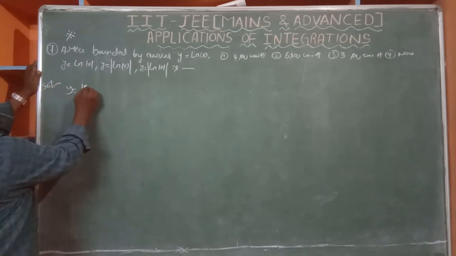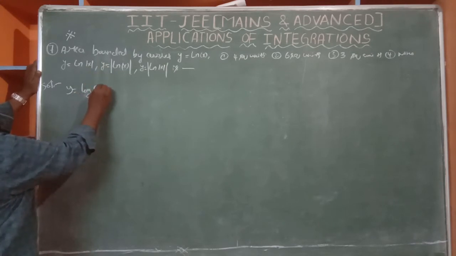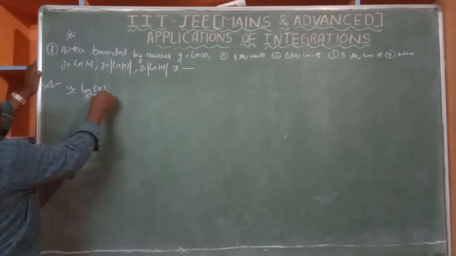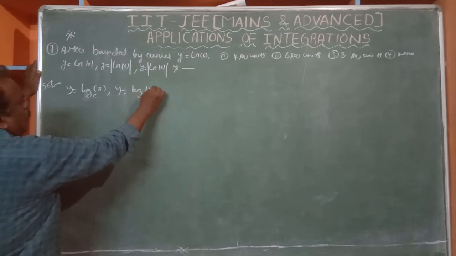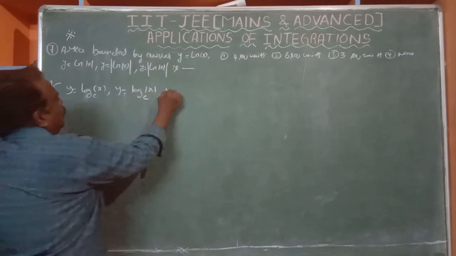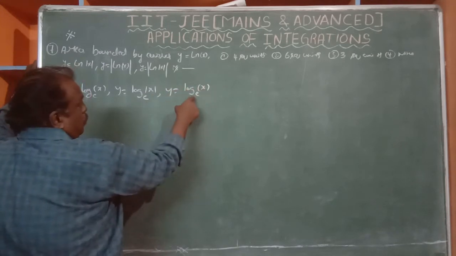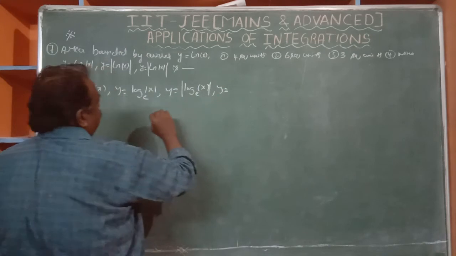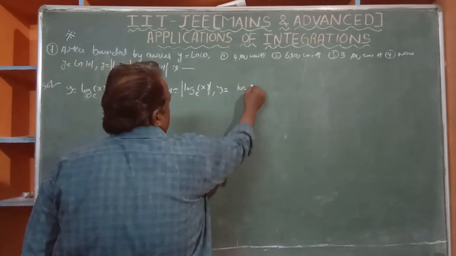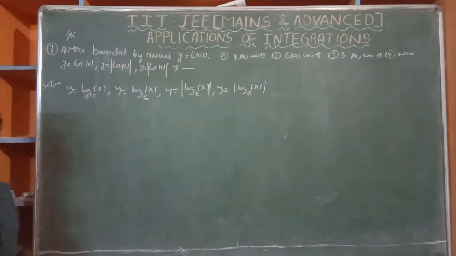First, y is equal to log x to base e. ln means with base e. And y is equal to log mod x with base e. And y is equal to mod of log x with base e. And again, y is equal to mod of log mod x to base e. A lot of difference is there.